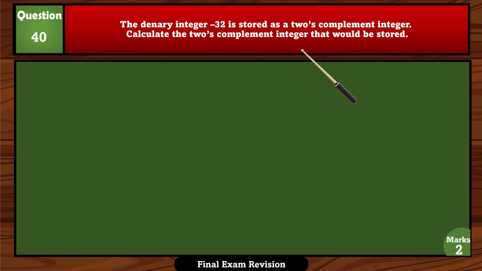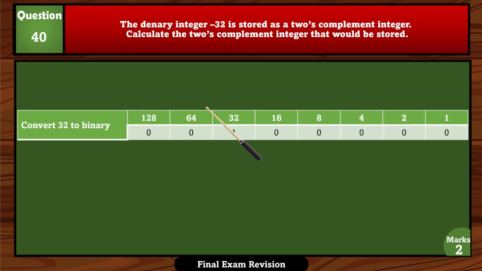Calculate the two's complement integer that would be stored. So now we need to convert this number into 8-bit two's complement. So first of all, you need to ignore the sign here and convert 32 to binary. So this is the binary of 32. You can see here 32, 1 here and all zeros. Okay. So it's an 8-bit number, so we have 2 zeros here.